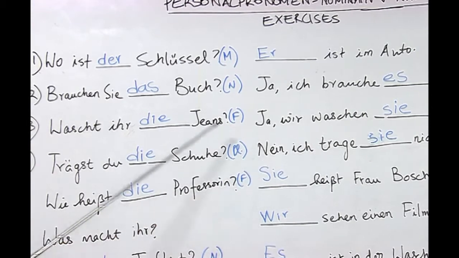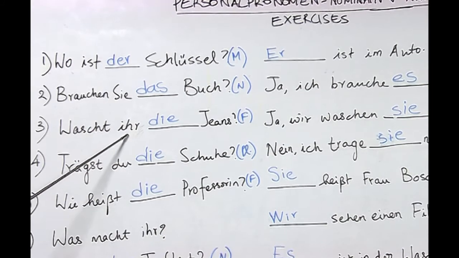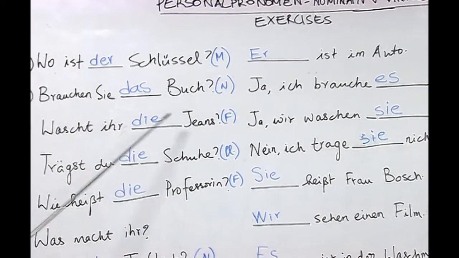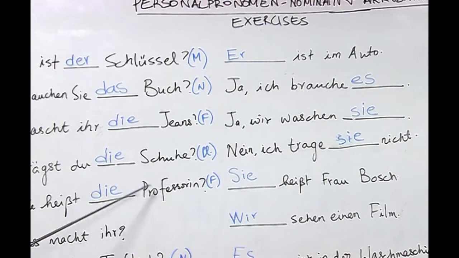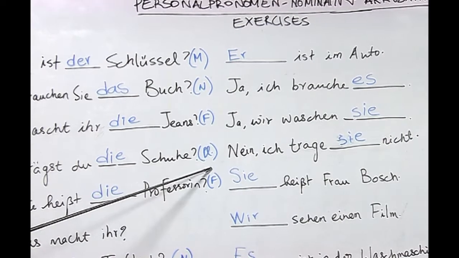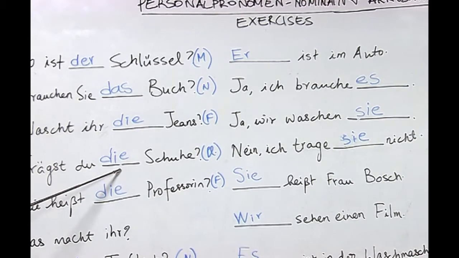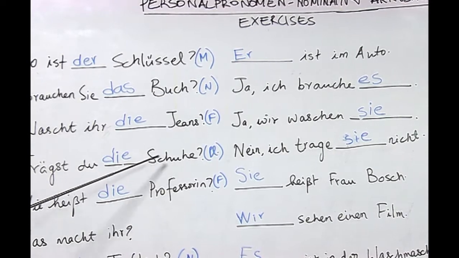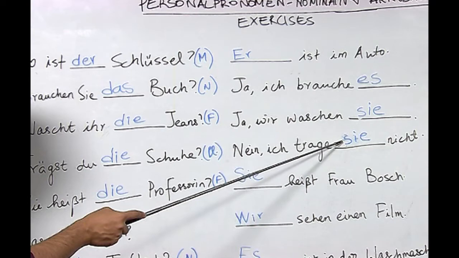Wir waschen sie. Here in this sentence the student correctly wrote the pronoun form of the Jeans as sie in the accusative by recognizing, like in the previous sentence, that ihr in this sentence and wir in this sentence both are in nominative. Trägst du die Schuhe? Nein, ich trage sie nicht. Here also the student correctly identified that the noun Schuhe is in plural, and as you know, the article for plural is die in nominative as well as in accusative. Also, the pronoun for the plural article die is sie in nominative as well as in accusative.